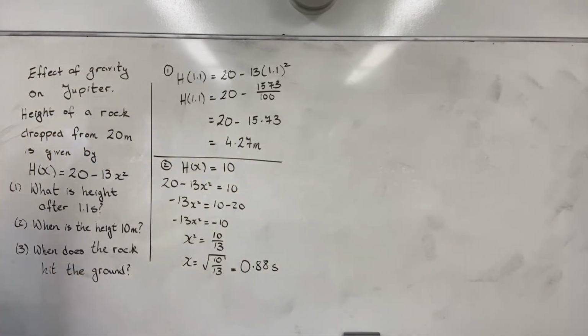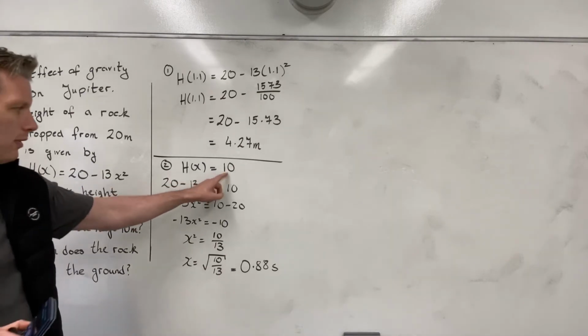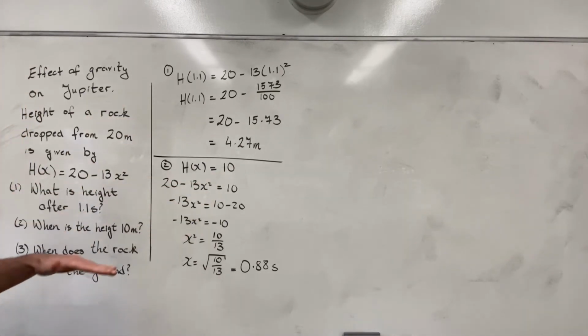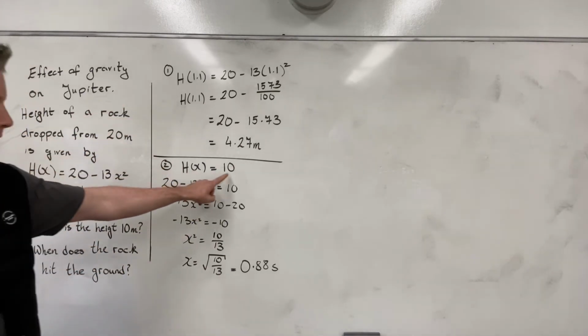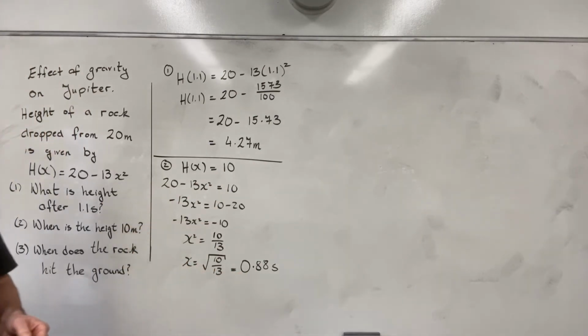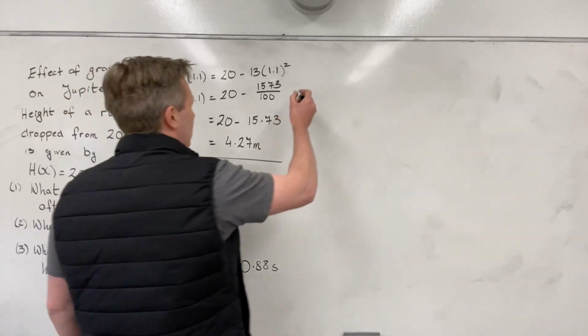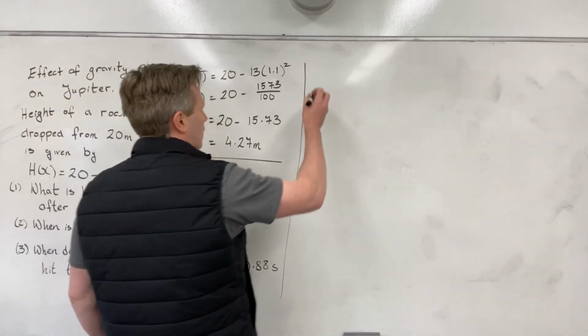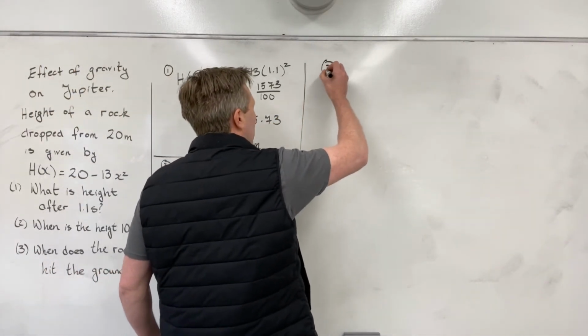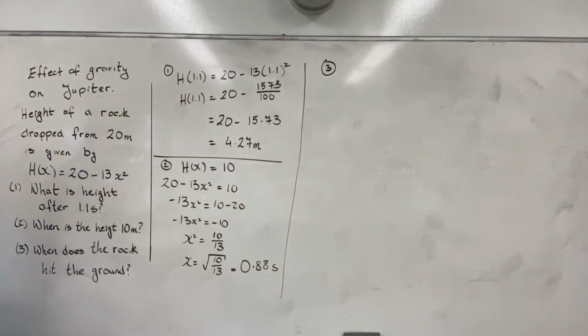And so I find that the height of the rock reaches exactly 10 meters. It means it has fallen halfway: it started at 20, and it's now at 10 after 0.88 seconds. All right, so that's the second part. Finally, third part of the question: when does the rock hit the ground?